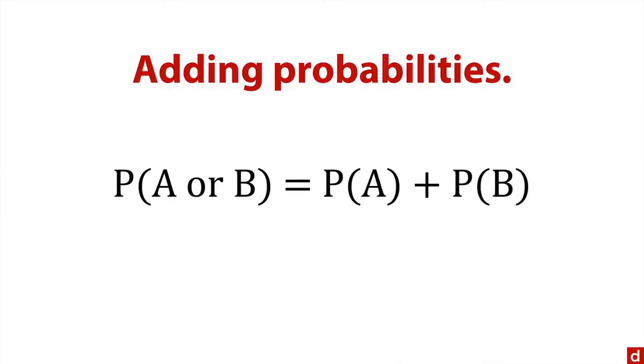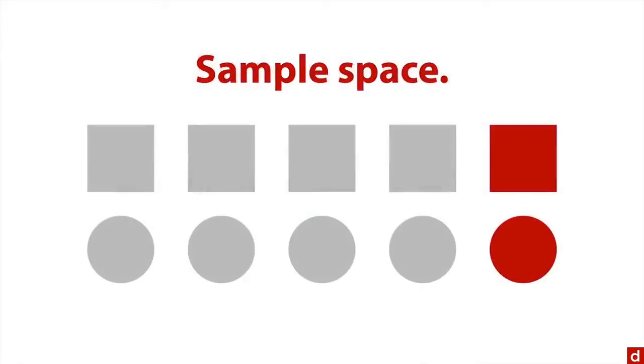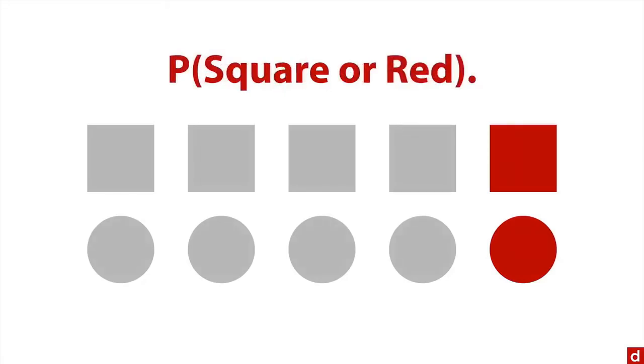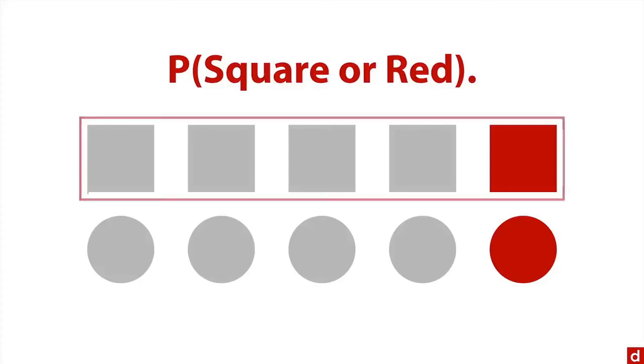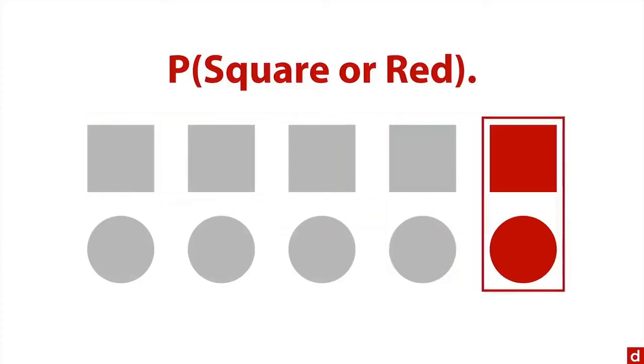But let's take a really easy example of this. I've created my super simple sample space. I have 10 shapes. I got 5 squares on the top, 5 circles on the bottom. I've got a couple of red shapes on the right side. Let's say we want to find the probability of a square or a red shape. So we are adding the probabilities, but we have to adjust for the overlap between the two. Well, here are our squares on top. 5 out of the 10 are squares. And over here on the right, we have 2 red shapes, 2 out of 10.